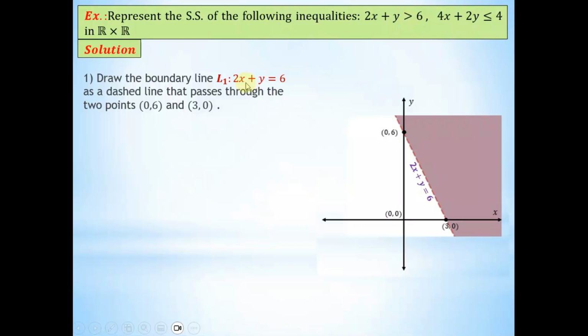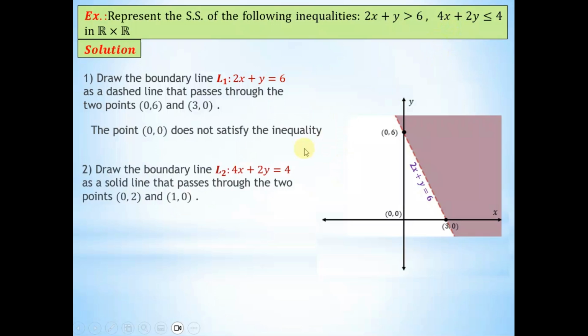Okay. What about (0, 0)? Is 0 plus 0 more than 6? No, not more than 6. So the region that doesn't contain (0, 0) is the solution set for this inequality. Now, what about the second inequality? Okay, remove this completely and make the second inequality.